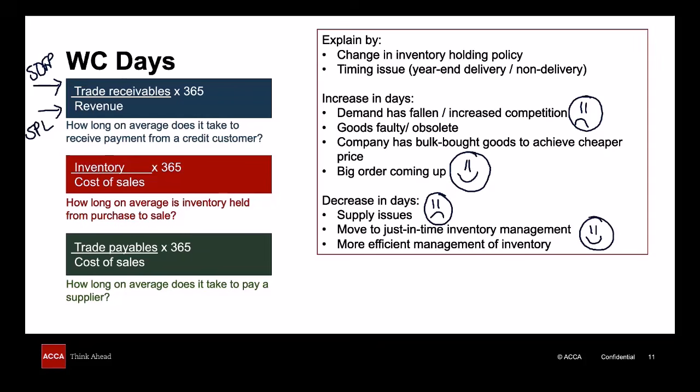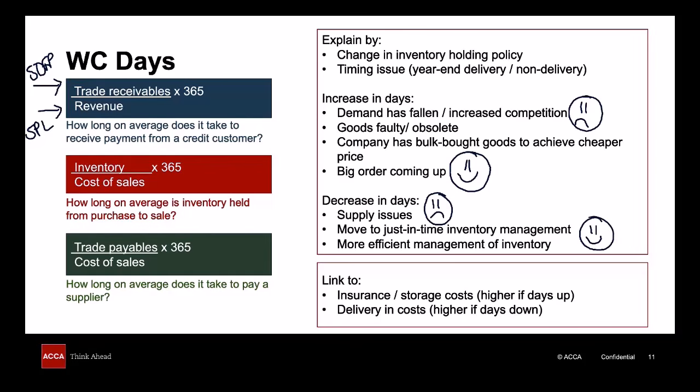Again, as before, we have linkages here. So for example, inventory, if days are up, that is going to mean higher insurance and storage costs. So you could mention that as a future impact, or you might actually be able to spot it in the profit or loss for the current year. If days are down, it could well mean that more deliveries are having to come in to replenish goods, and that means that delivery in costs would be up.